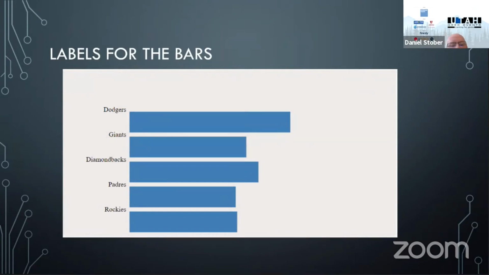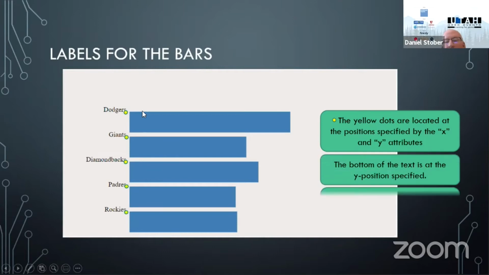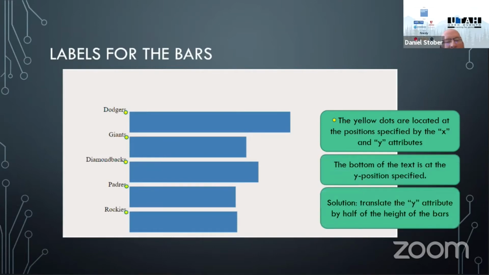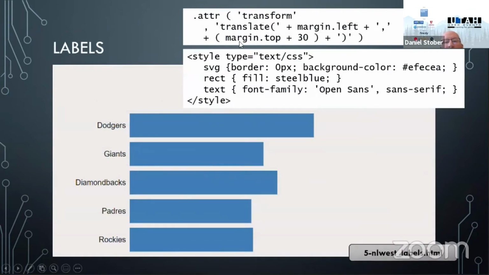The issue that I'm facing here is that the position that I actually specified for the X and Y is shown by the yellow dot here. And so that's basically the bottom of the text. So all I really need to do is to move it down by the value of half of the height of the bars in order to center it. So when I do that, you see I'm now using margin top plus 30 in my transform, and then I get the values where I wanted them.